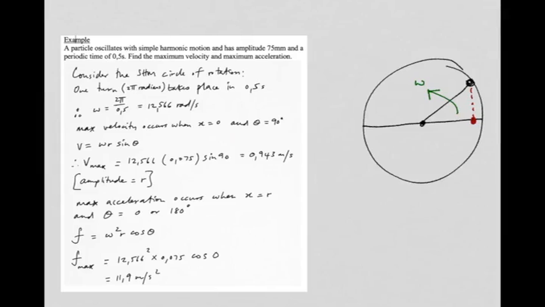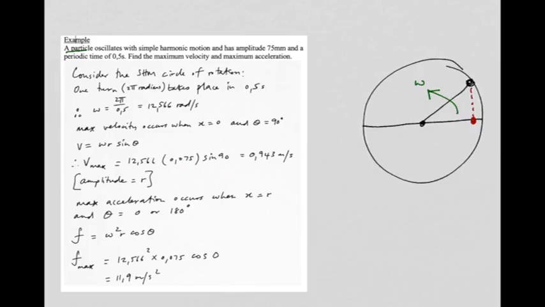So let's kick off with an example. This example says a particle oscillates with simple harmonic motion and has amplitude 75 millimeters. Remember what amplitude was? That was the distance from here to here, the maximum extent of a vibration or oscillation. So the furthest it got from the midpoint was here or here. So amplitude, remember, is radius. So we already know the radius of our imaginary circle, which I've drawn over here.